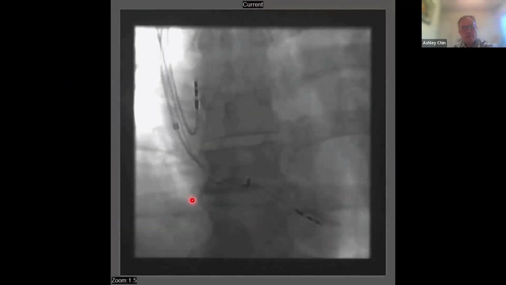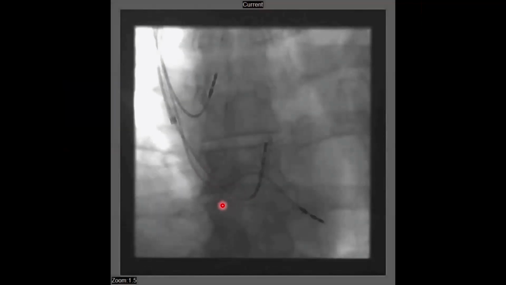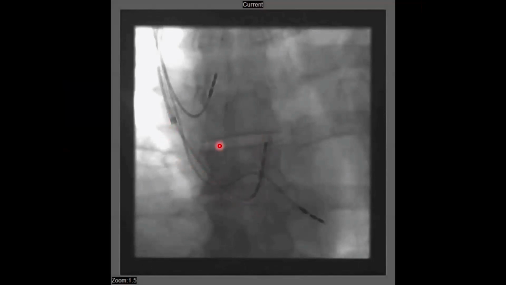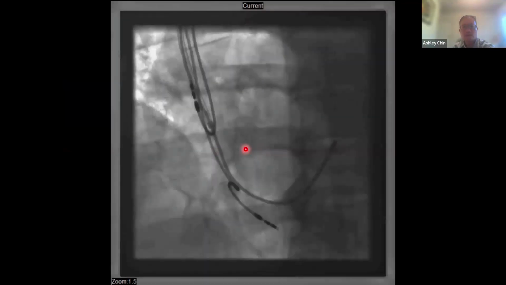So here I am now in the RAO view. I've seen the atrioventricular signals, and at that point in time, I'm just going to advance that catheter forward. And you can see that it's advanced. Then once I've done that, sorry, this is not showing all that well, but you can just see a glimpse there.